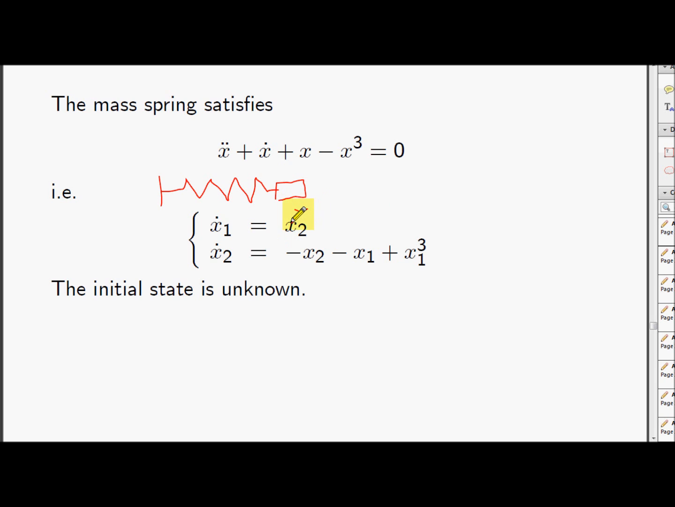If I define the state x like this, equal to x1, x2, then my equation can be written into this form. So this form is x dot equal to f of x.